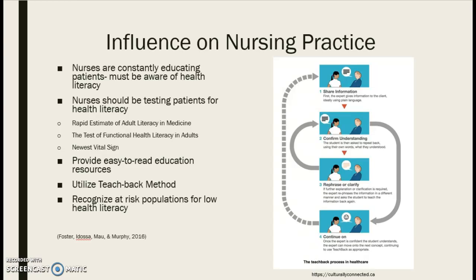The Rapid Estimate of Adult Literacy in Medicine uses health-related terms only and takes about 2 minutes to perform. However, it only measures reading skills and not comprehension, so it might not give a very accurate idea. The Test of Functional Health Literacy in Adults measures comprehension but takes about 20 minutes to complete. It's a very reliable test, but let's be honest, most of us don't have 20 extra minutes within our shift. And then the Newest Vital Sign only measures comprehension and takes 3 minutes, but is not nearly as reliable as the one above, the Test of Functional Health Literacy in Adults.